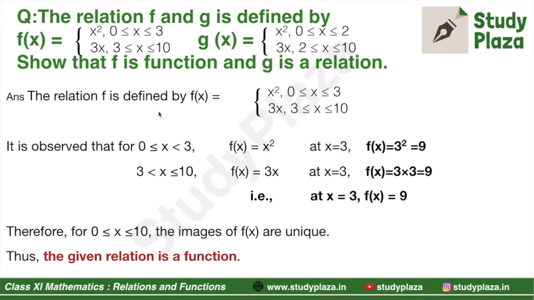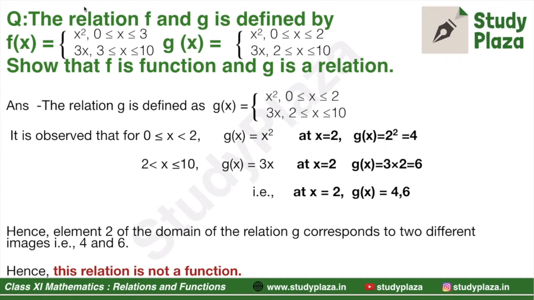Let us start with the answer. We will first solve f(x), which is given by x square and 3x, and these are the limits 0 to 3 and 3 to 10. So we will take the value of x as 3 and solve this question. When x is equal to 3, f(x) is equal to x square, so f(x) will be 9. Similarly, when x is equal to 3, f(x) is equal to 3x, again f(x) will be 9. So at x equal to 3, f(x) is equal to 9. That is, x has only one image in y, that is 9. So it is a function.